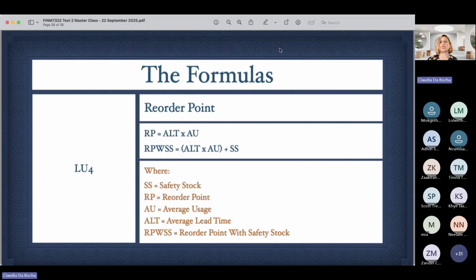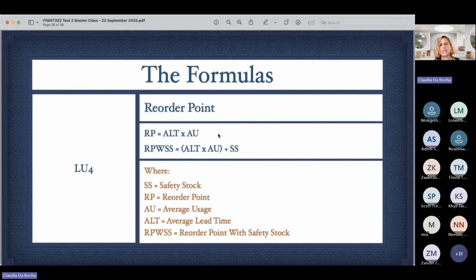So safety stock, to remind you, is when we keep stock in the warehouse for, I suppose, a bad day, rainy day, or in case situations happen or there's an accident or stock gets stolen. So that is your safety stock. Okay. So the first one, RP is equal to ALT times AU. That is without safety stock. And it is your average lead time times your average usage.